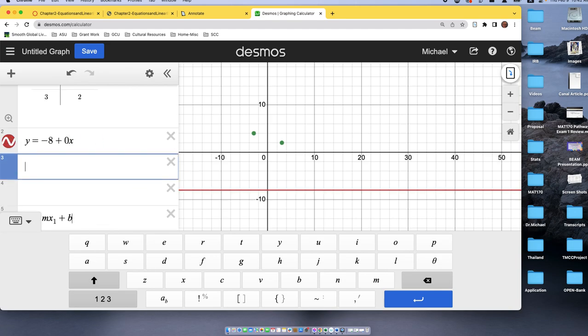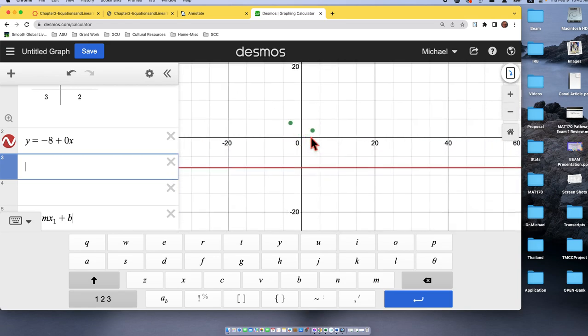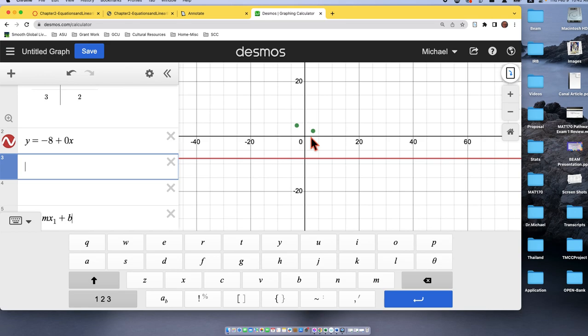I could write it that way, because 0x is 0, which doesn't need to be there. Same thing. So play with it this way and use the tools. You could use a TI, if you got a TI-84, it'll do the same thing. Desmos has been nice because it's got color, it's a full screen. You can zoom in and out really easily with your mouse if you've got a mouse wheel or something.